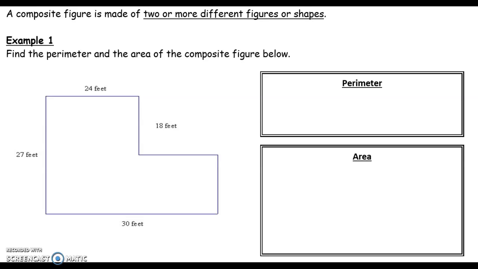Composite figures are made of two or more different shapes. We have an example here where these are actually rectangles. It's not marked as rectangles, but it's understood to be rectangles. So we have to kind of feel through this. Now, in order to find the perimeter, I need to find the measurements of each one of these.